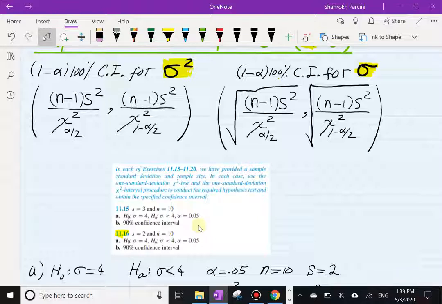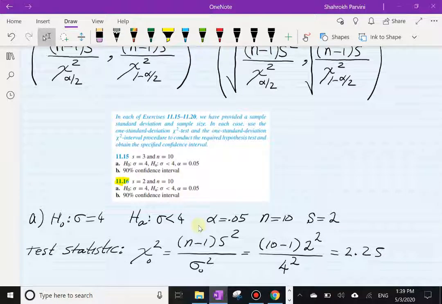We want to test the hypothesis sigma is 4 against the one-sided alternative, left-tailed, sigma less than 4. Our significance level for the test, the size of our test, alpha is 0.5. The sample size is 10, and the sample standard deviation is 2 in this case. Okay.